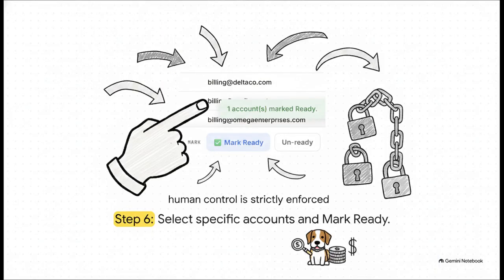Step 6 is where human control is strictly enforced. You, the user, must actively select specific accounts and hit Mark Ready. Listen, nothing is ever sent automatically on a background schedule just because it happens to sit on your overdue list. Every single notice that leaves your outbox requires your deliberate selection.